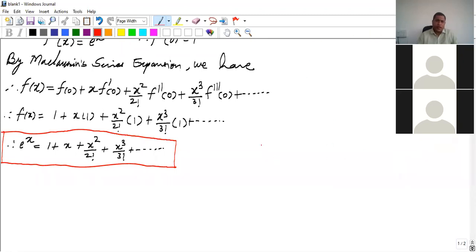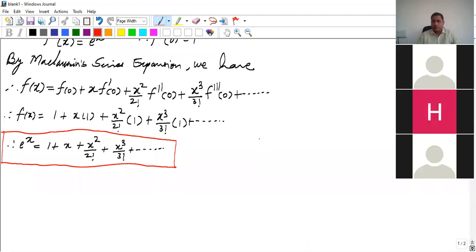Do you have any doubt in this question? Sir, using Maclaurin's series expansion, can we find the expansion of any function, sin x, tan x, cos x? Yeah, there is a condition: if the function is infinitely differentiable, definitely we are able to get the expansion of that function. Yes. We'll try to find for another example.